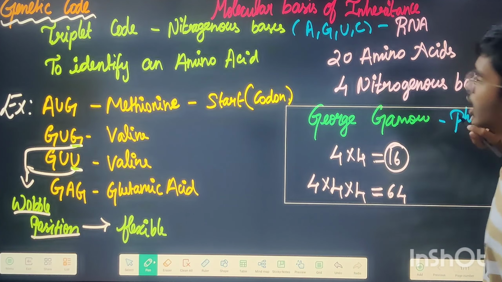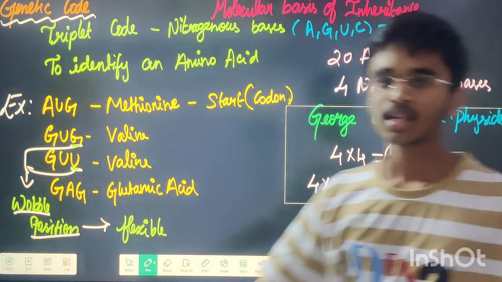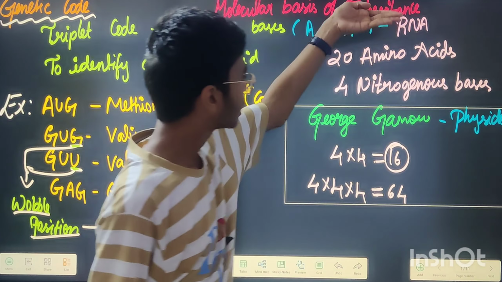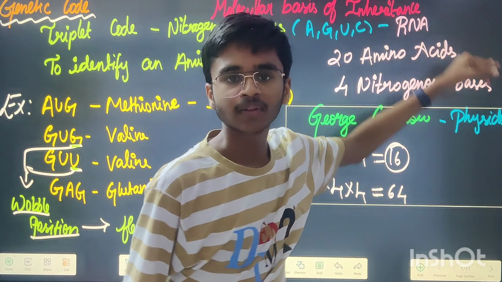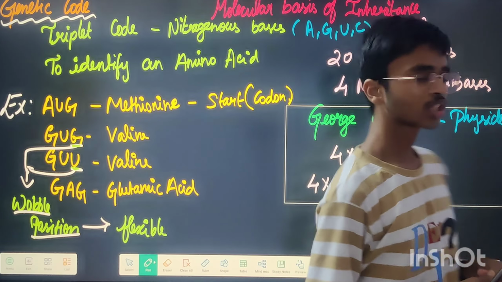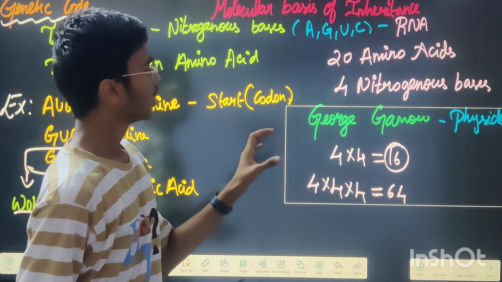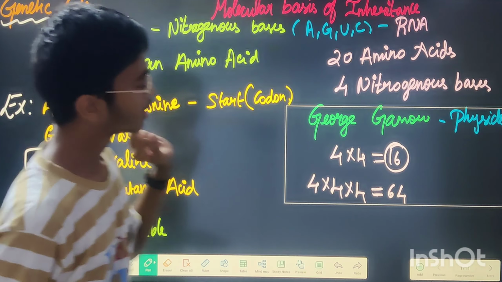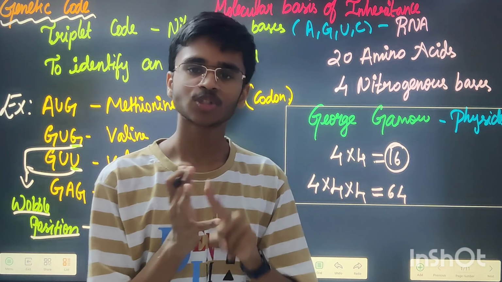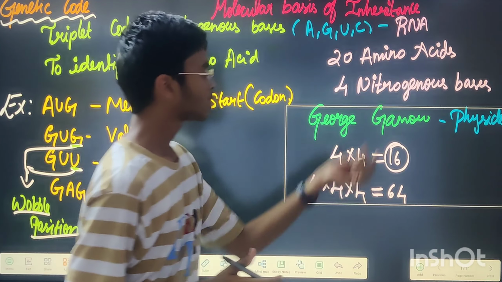Totally there are 20 different amino acids, and there are 4 different nitrogenous bases. We are going to see only RNA, not DNA. Whatever I'm saying, you have to relate with RNA only, not with DNA. First, George Gamow is the physicist who found that a genetic code should have 3 different nitrogenous bases.